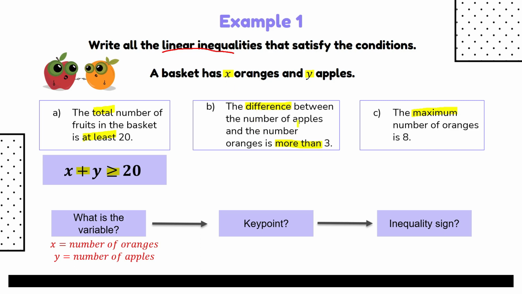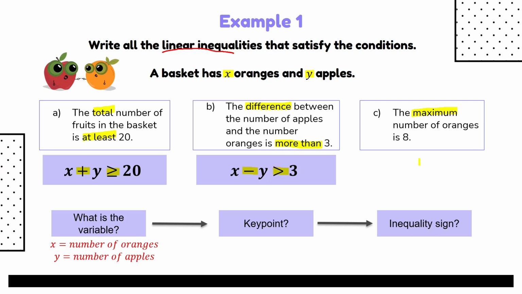And then for the second condition, there are 2 key points. The first one is difference and the second is more than. What sign do we use for difference? Subtraction, the minus sign. We want to see the difference between the number of apples and the number of oranges. Apple right now is y, so y minus x. The next sign is more than. If it's more than, we use the sign higher than, with no equal. Like this: y minus x higher than 3. This is the symbol that represents the difference, and this sign, higher than, represents the more than key point.